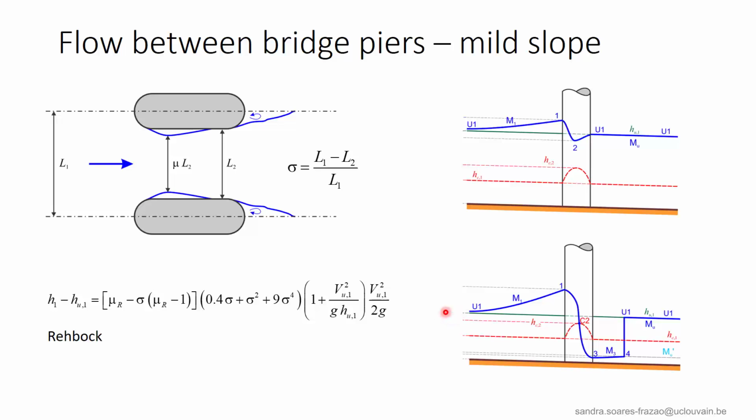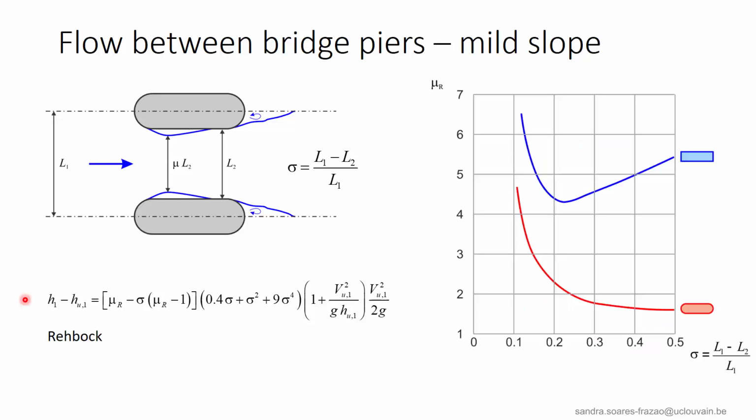The detailed calculation of H1 is complex, as it would require a perfect knowledge of the flow and drag coefficients of the bridge piers. In practice, empirical formulations such as the one proposed by Rehbock allow us to estimate the depth H1 and thus this backwater effect. In Rehbock's formula, the coefficient here, μr, depends on the shape of the bridge pier, rectangular or rounded, and its value can be found in graphs such as the one given here.